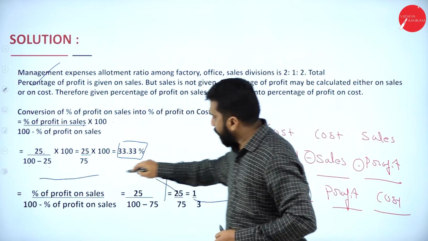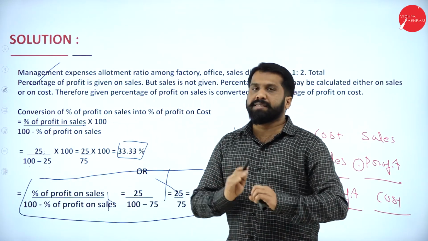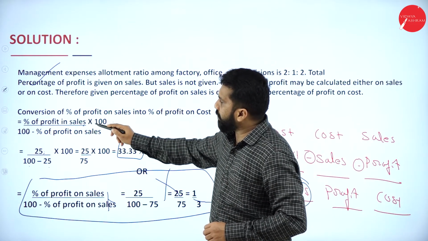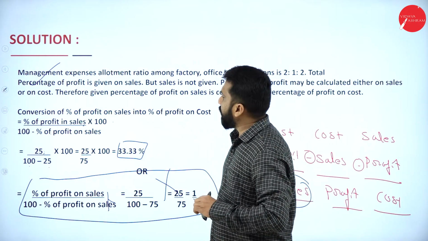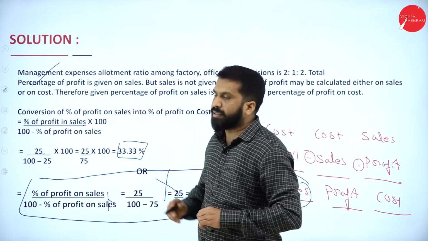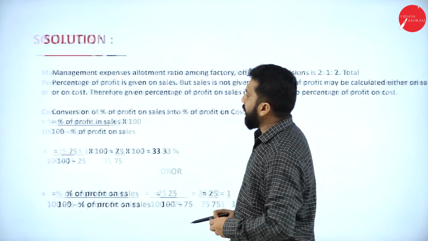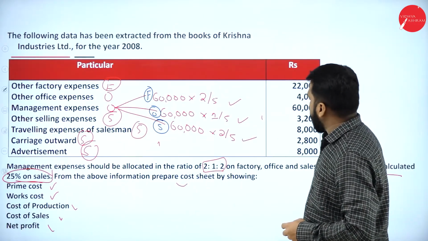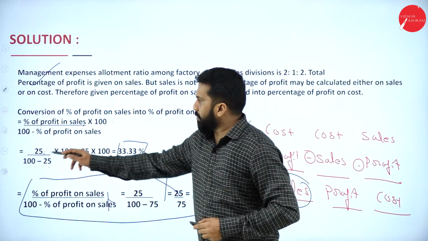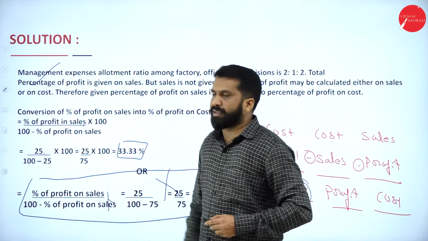Now, this 33.3, don't go for the other method. That is not required. Only one formula is sufficient, very simple. This is your formula: percentage of profit on sales into 100 divided by 100 minus percentage of profit on sales. Now, percentage of profit as per this problem, how much? As per this problem, we got 25% on sales. Take 25, into 100, divided by 100 minus 25.